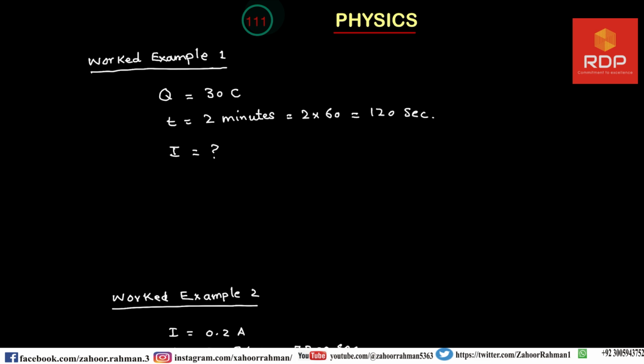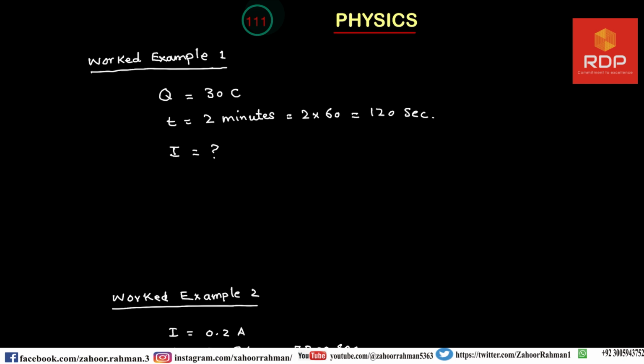This is lecture number 111 of physics. As I told you in the previous lecture, we will discuss a few worked examples based on the theoretical portion of the previous lecture. So today we are going to discuss the first worked example. Let us first understand, and we will get the data as we are reading the worked example. So please pay full attention.